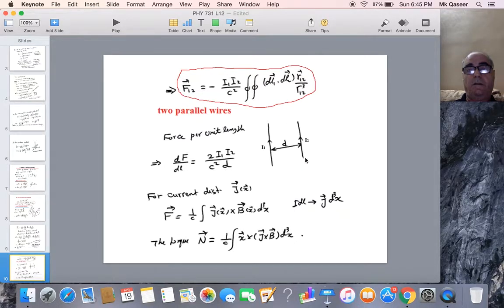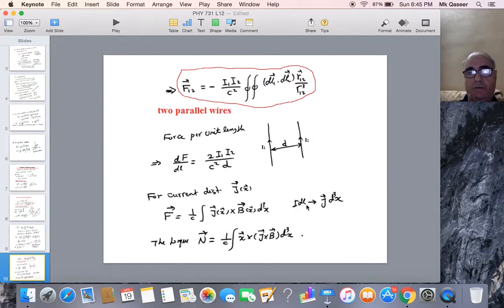Here is an example: two infinite wires. The first one carries current I1, the second carries I2, and the separation between the two wires is d. So this is the force per unit length on each wire, which is given by 2 I1 I2 over c squared times d. You can use the above relation to find this. This is the form of F, and this is the form of the torque. The torque is x cross F.